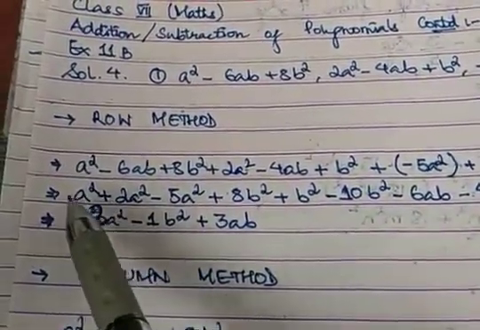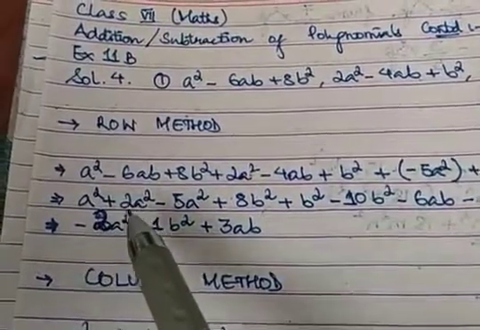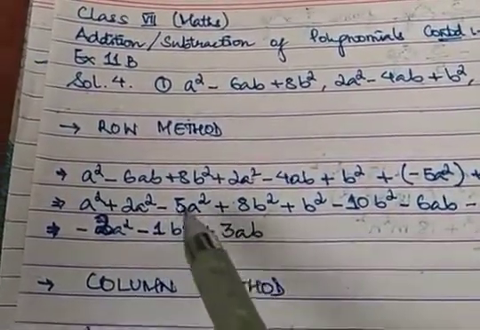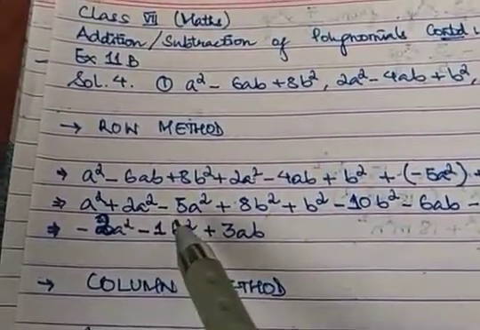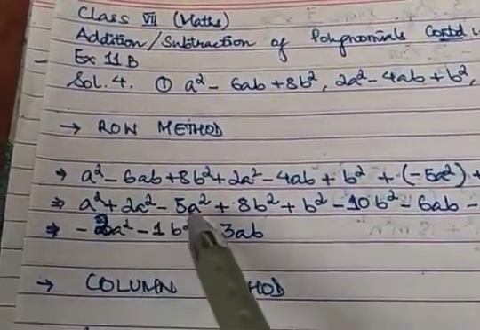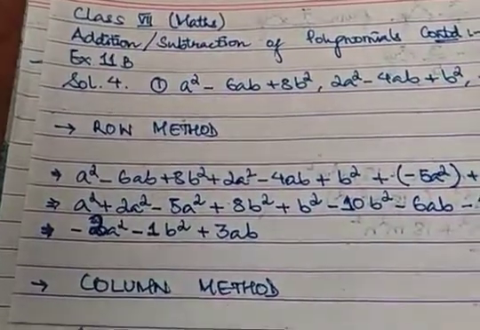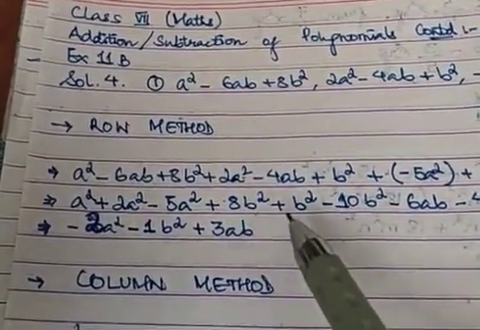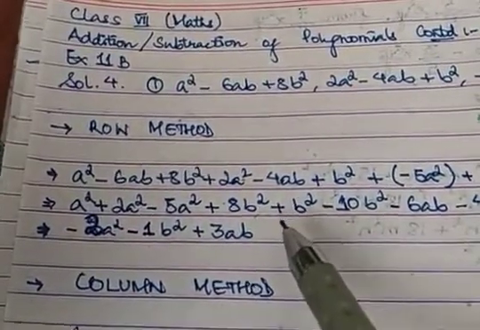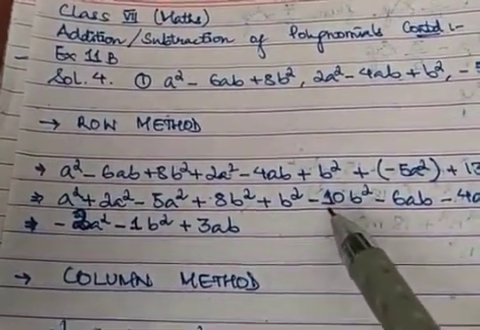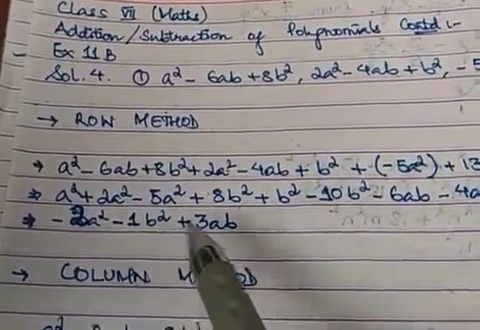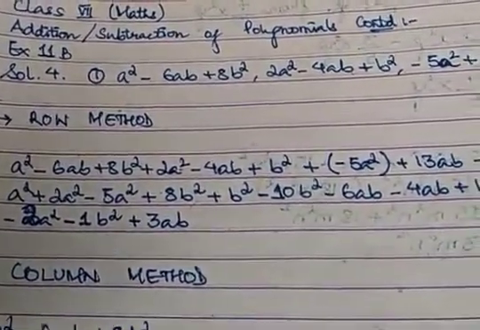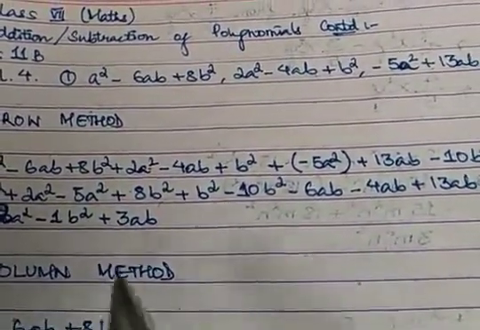The coefficient of a square here is 1, so 1 plus 2 is 3, that is 3a square minus 5a square. Opposite signs will be subtracted. So overall, when you evaluate these three terms, you will get minus 2a square. Similarly, for these three terms, 8b square plus b square is 9b square, and 9 minus 10 is minus 1, simple, isn't it? So minus 1b square, the variable remains the same. No change in the variable, remember that, in case of addition and subtraction.